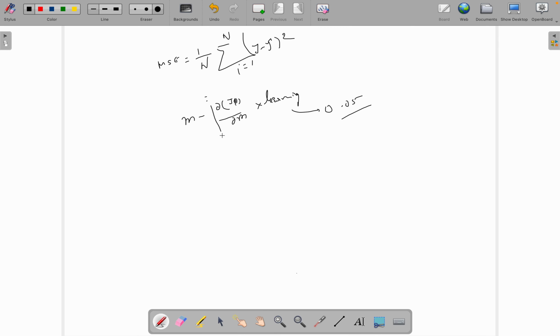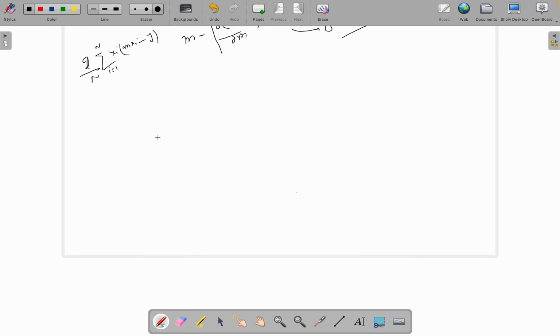And the differentiation of this, that is the differentiation of MSE, is 2 by n, sum from i equals 1 to n, xi (m xi minus y). Okay, so now let's try to understand.